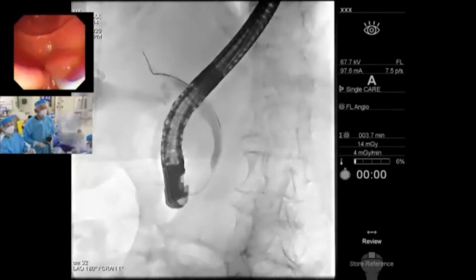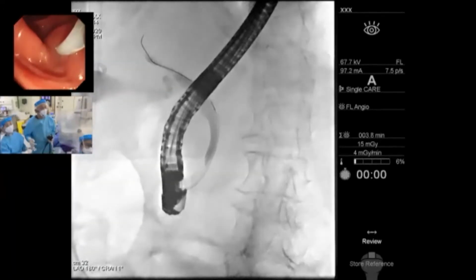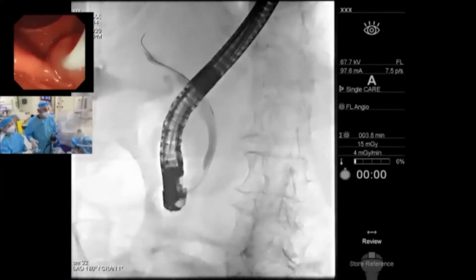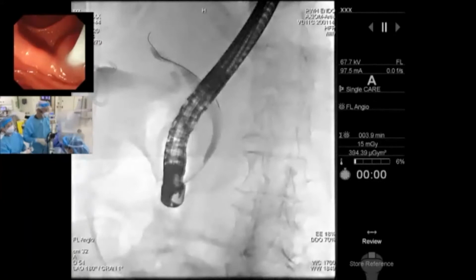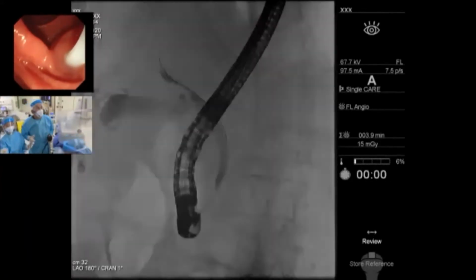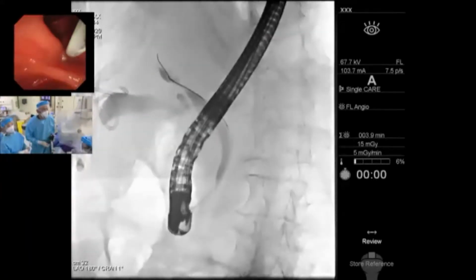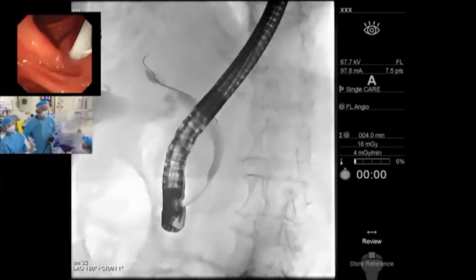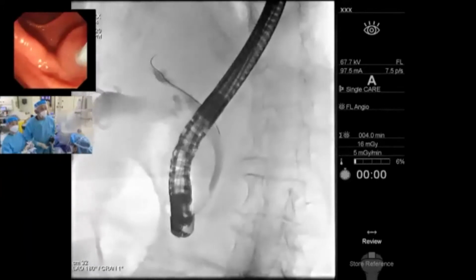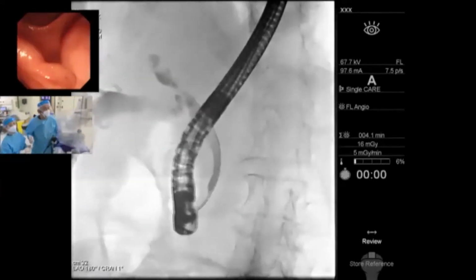So I'm trying to cannulate the left duct first. Okay. So we'll inject a bit more contrast. Okay. So I don't see it very well. Okay, can we pull back the wire? Okay, how about here? All right.